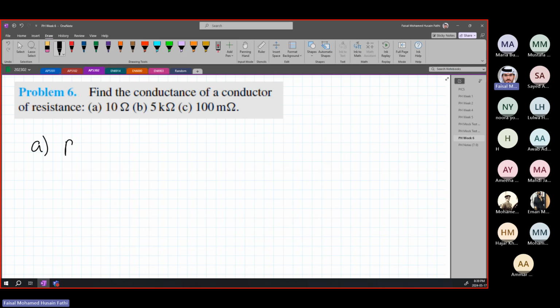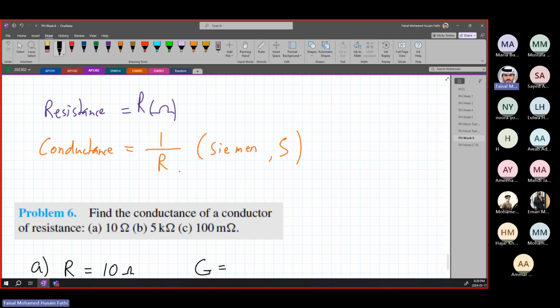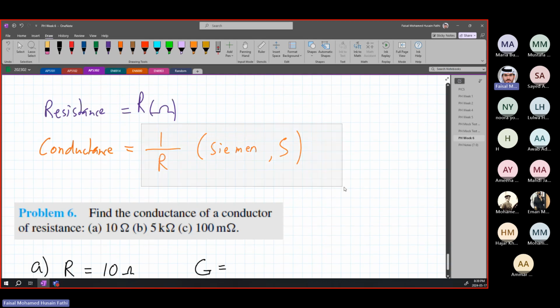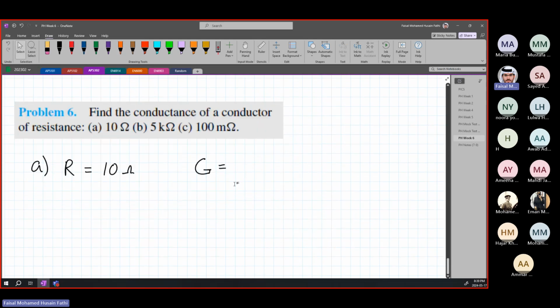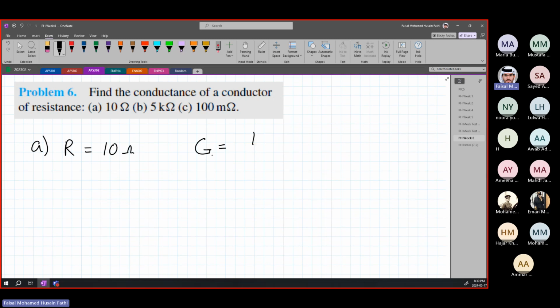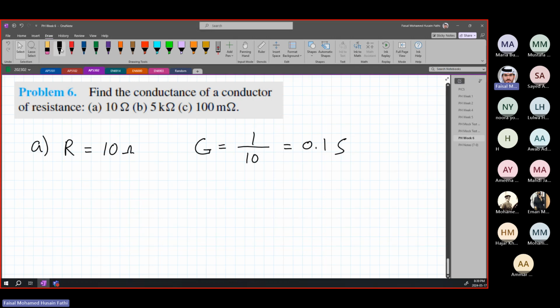So we have R for the first one equal to 10 ohms. Conductance is usually given by the letter G, actually. So let me write this here somewhere. Conductance is given by the value G, which is equal to 1 over R. So G is 1 divided by R. What is our resistance? It's 10. So this is 0.1 Siemens.